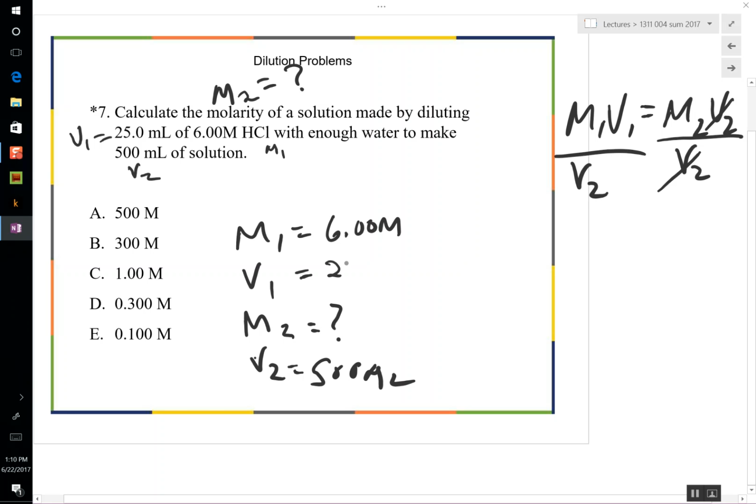V1 is 25 milliliters, so that has to be here. V2 is 500 milliliters. That has to be here. You get those switched, you get a whole different answer, right? So you have to be careful. They're both volumes, so I need a volume in the numerator? Yes, you do need a volume, but you need a particular volume in the numerator and a particular volume in the denominator to get the right answer.